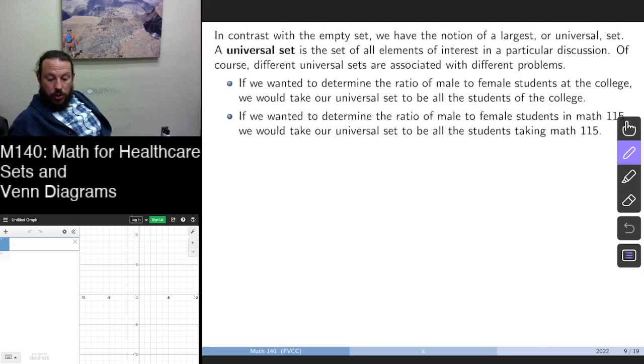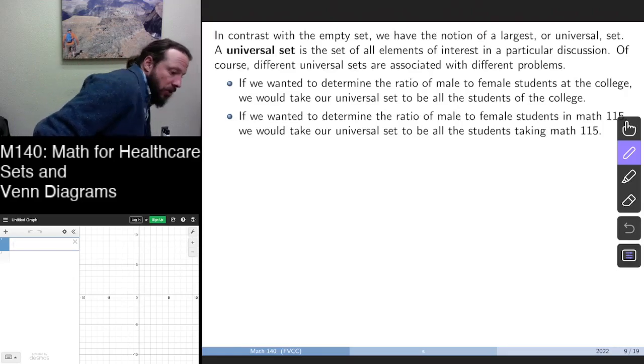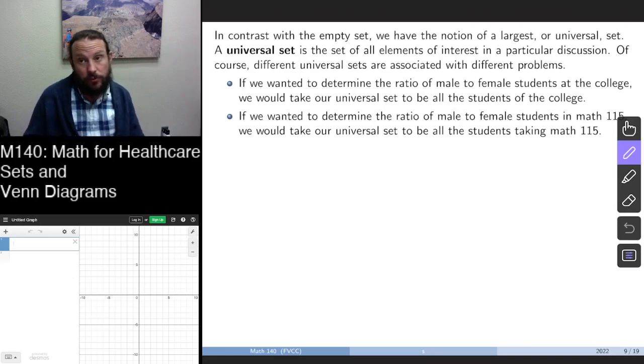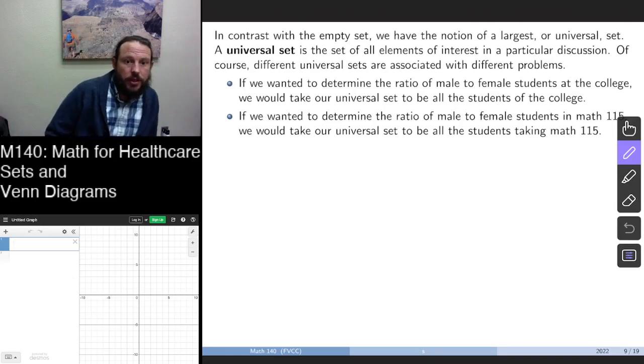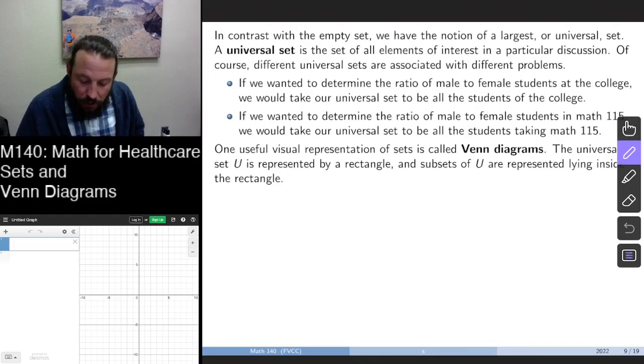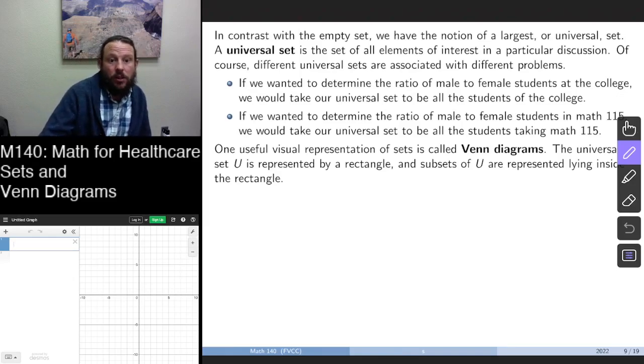However, if we want to determine the ratio of male to female students in Math 115, we would take our universal set to be all the students taking Math 115. So the universal set has a lot to do with whatever problem we're working on. There's no general universal set that's universal. Now, one useful visual representation of sets is called Venn diagrams.